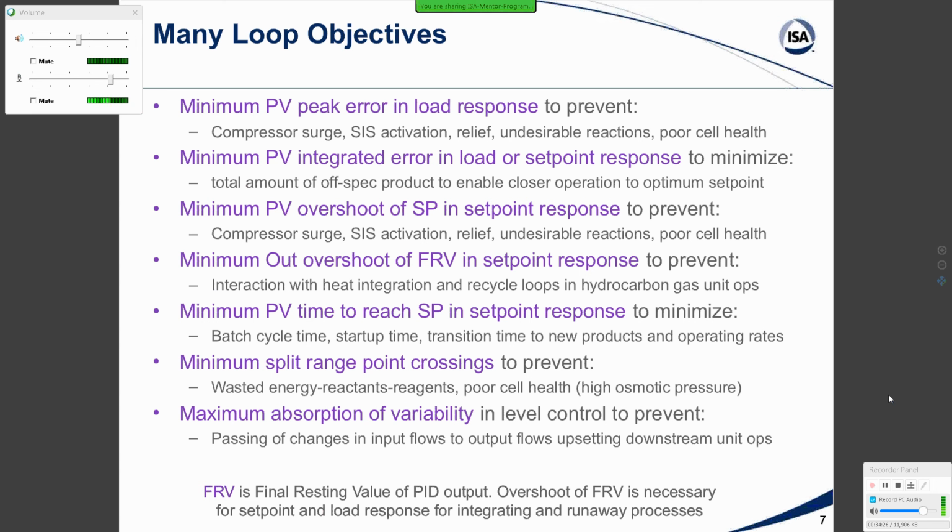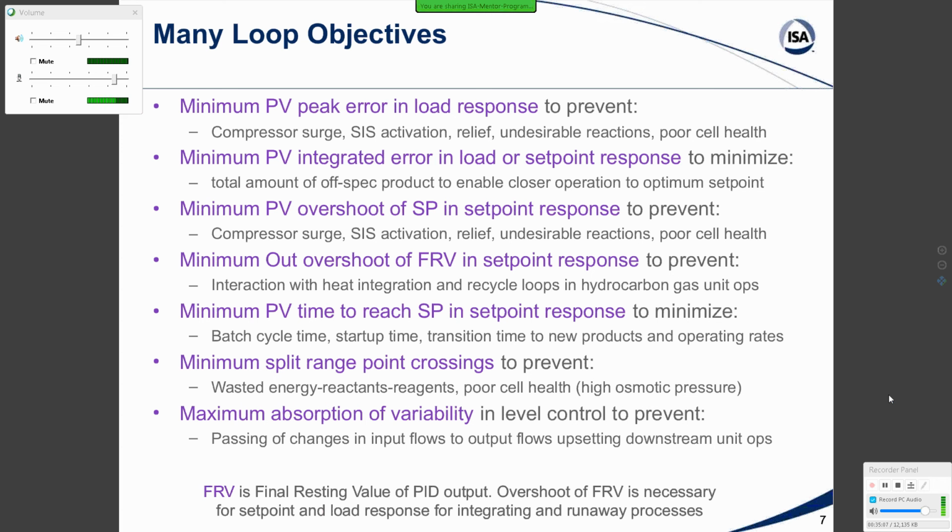And it's interesting that some studies come down to, and they say, where are these oscillations coming in this plant? Well, they trace it all back to a level controller. And so the term used here is maximum absorption of variability in level. And really what it is is loose level control. But hopefully non-oscillatory loose level control, and that's where we need to be careful. How we try and achieve loose level control will be in part 2. Just to give you a heads up.